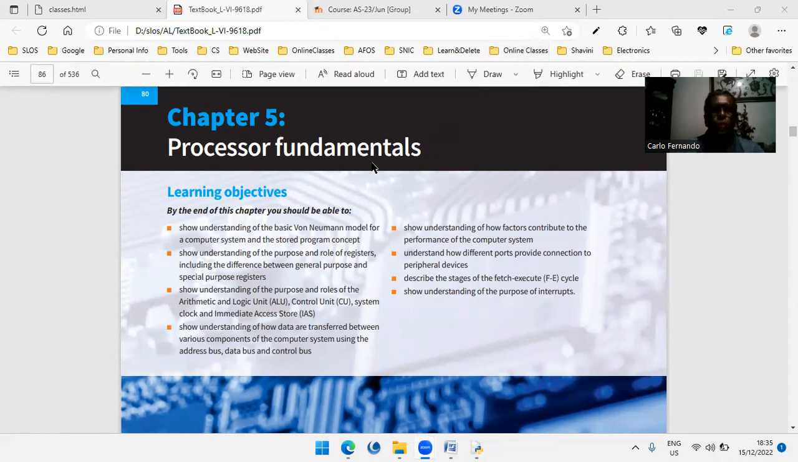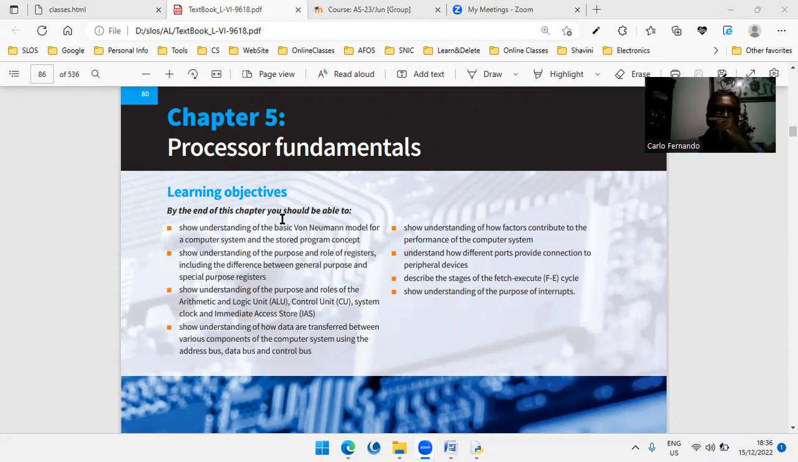Chapter 5, Processor Fundamentals. What are you going to learn in this? By the end of this chapter, you should be able to show understanding of the basic von Neumann model for a computer system and the stored program concept.